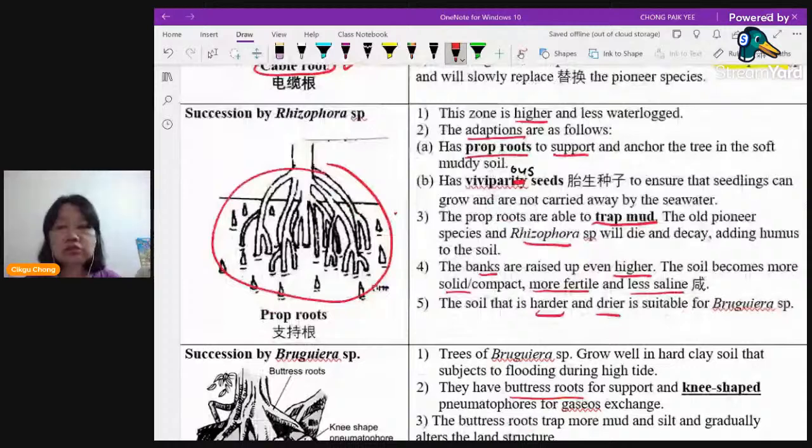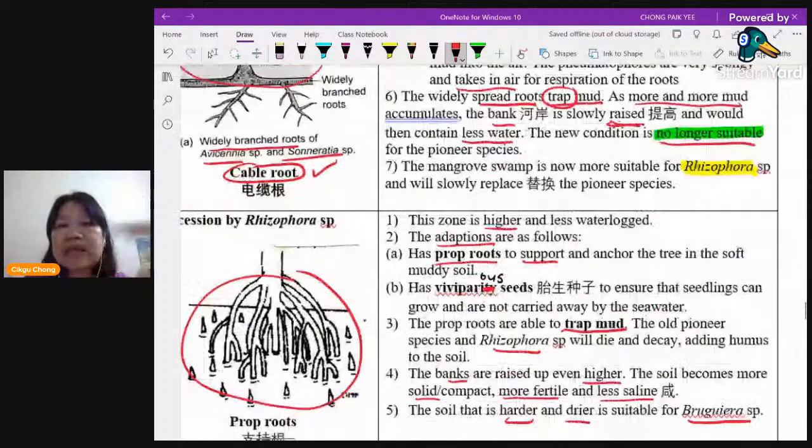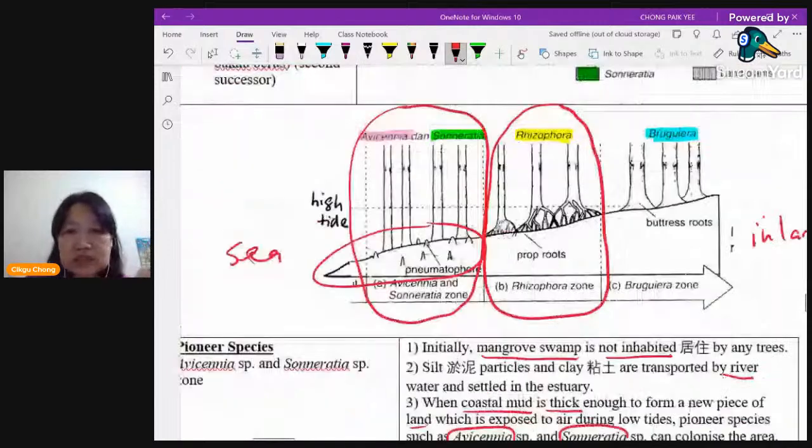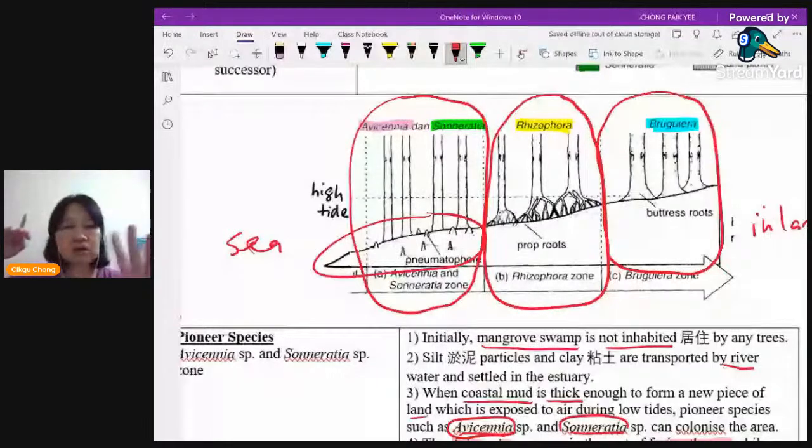Now it's no longer so suitable for Rhizophora. But on the other hand, this condition is more suitable for another species which we call Bruguiera. In this area now, the land is a bit higher already because of many years of trapping the mud. So you can see this zone. This one is the Bruguiera, where the soil becomes a bit higher. It's not so low already. So Bruguiera can live there better. You will see less Rhizophora but more Bruguiera.